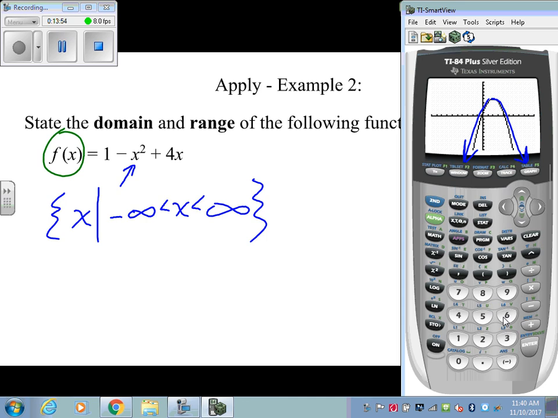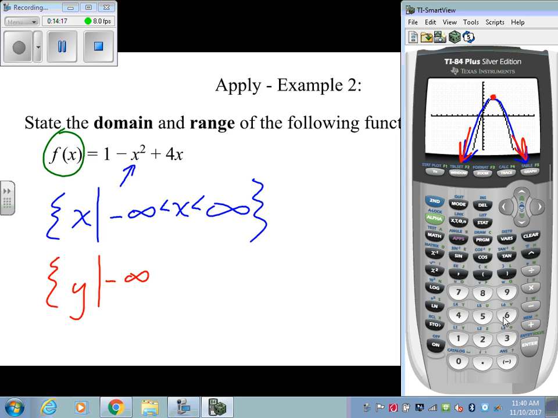We're going to do the same thing now for our range, which is our y. So y is such that. And we can see here, again, the graph is going down in both directions forever, so it goes way, way down. So that would be negative infinity as my lowest possible value. But it doesn't go up forever. In fact, it goes up to only this point right here.